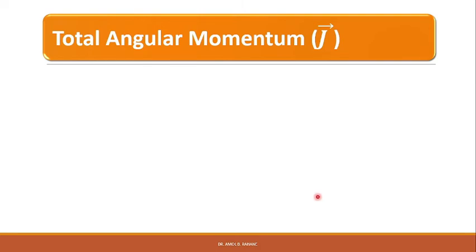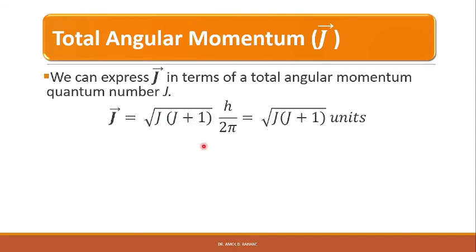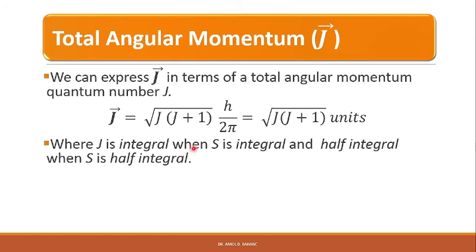of the atom. We can express J vector in terms of the total angular momentum quantum number J. So J vector is equal to square root of J into J plus 1 h upon 2 pi, which is equal to square root of J into J plus 1 units, where J is integral when S is integral and half integral when S is half integral. So we know that the total spin quantum number can take values as integral or half integral. So depending on the values of S, we get values of J, because L is always integral.